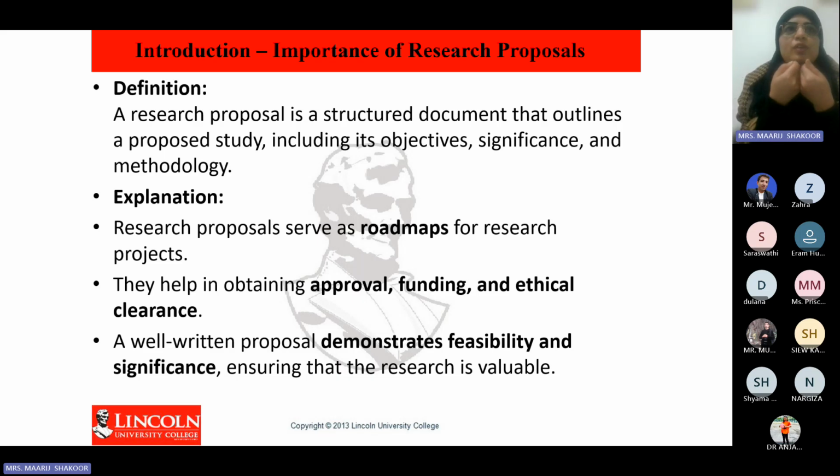If it is wrong, then we can't reach the destination. If Google Maps shows the wrong way, one wrong turn, or any irrelevant stuff in your literature, methodology or analysis, it means you are talking about something which is not related to your proposed study. So it will not be considered accepted, it will be rejected. It should be like a roadmap which is very clear. They help in obtaining approval, funding, and ethical clearance. Yes, it's very, very important.